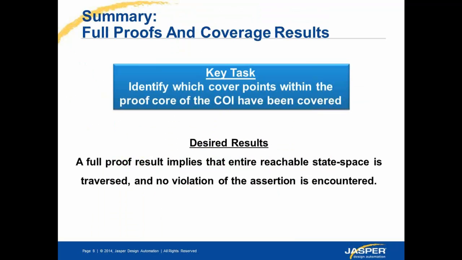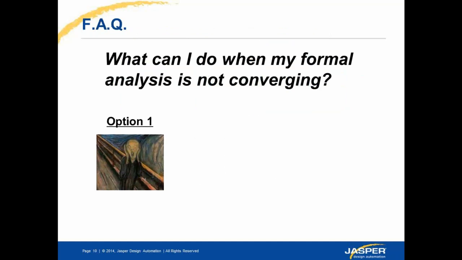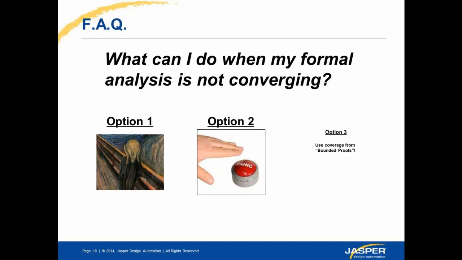This is all good if you get full proofs, but most experienced formal verification engineers know that it's not always easy to get full proofs in your design because of design complexity or, let's say, verification complexity. You sometimes don't achieve full proofs. What do you do then? Well, you can just be upset, or you can hit the panic button, or you could use bounded proof coverage to estimate the amount of RTL you have verified using bounded proofs.